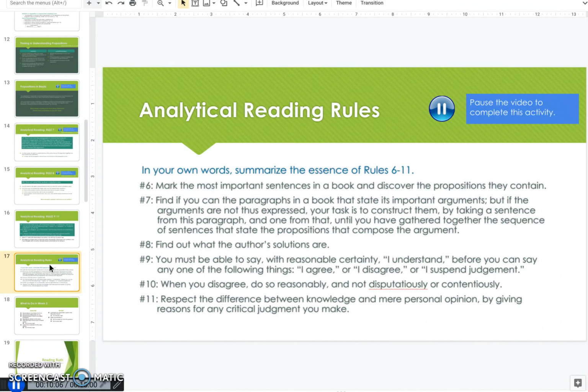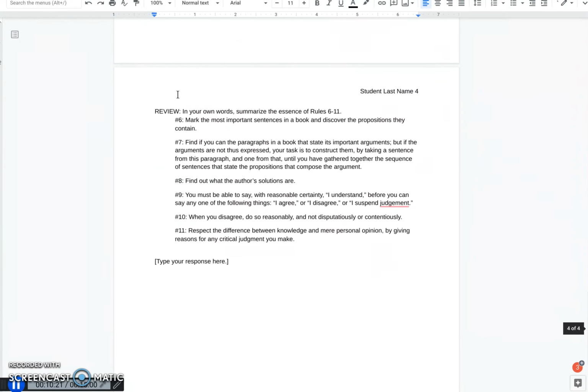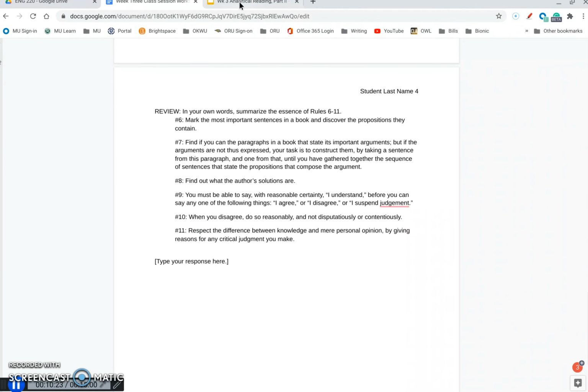All right, lastly, as a concluding activity, I want you to summarize in your own words analytical reading rules 6 through 11, okay? So in your worksheet, you'll find a space to do this. It'll be right here, and it'll be the last entry that you have in the worksheet.